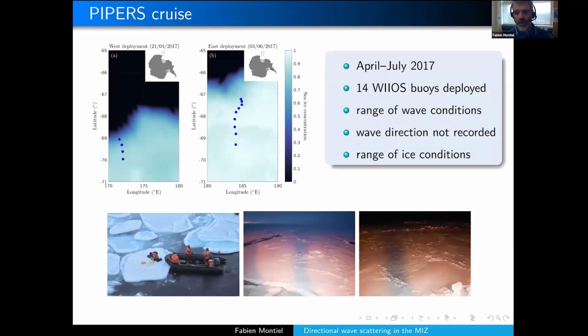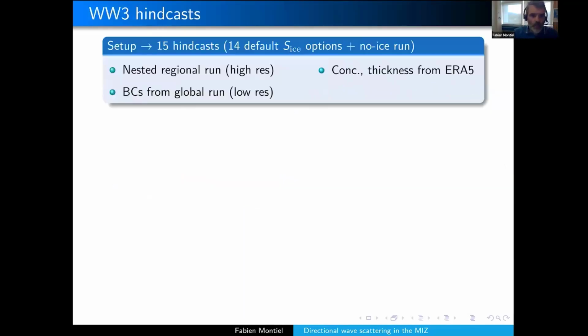Something to say here is that wave direction was not recorded by these wave buoys, so we only look at the one-dimensional spectrum, so with respect to frequency. Okay, so we ran 15, not 14 actually, hindcasts. So the 14 hindcasts for the 14 different SI parameterizations, but also we did a no ice run. So we just removed the ice and set the concentration to 0 everywhere. And again, that's a nice baseline to have here to compare our results.